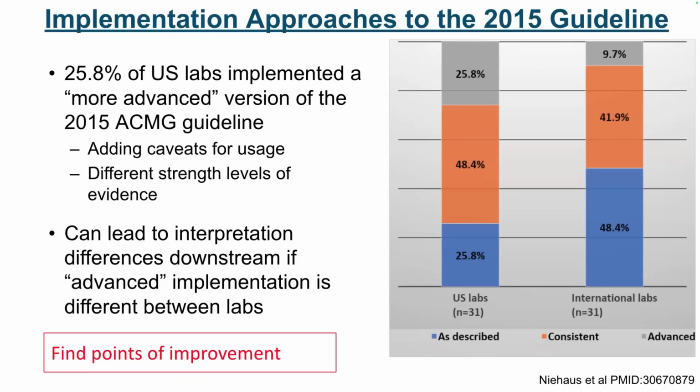When we asked people how they're using the guidelines, 25.8% of US labs implemented a more advanced version of the guidelines that added caveats for usage and different strength levels of evidence. And this speaks to something. This means that we were maybe a bit too broad and a bit too generic in these guidelines. Yes, we gave people standards, but we need to keep giving people standards, because this can lead to interpretation differences downstream if advanced implementation is different between the labs. So this really meant we still have more work to do in the variant curation space.